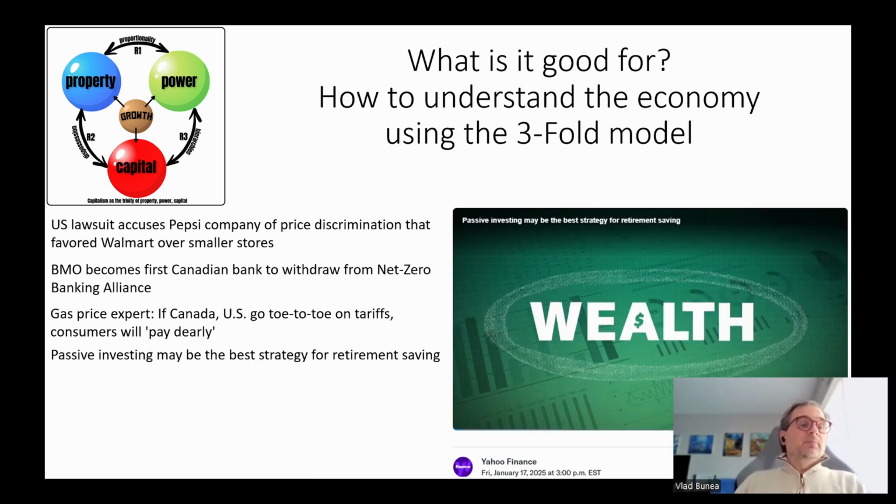Passive investing may be the best strategy for retirement saving. This refers to passive income, which is about the stock market, which is all about proportionality, which is telling you, okay, invest in the stock market, let the money work for you. And passive income is having money without work, pretty much. And this is what the stock market is all about. It's a casino that dances around the doctrine of proportionality and tries to sell us the story that we can have an income without working.